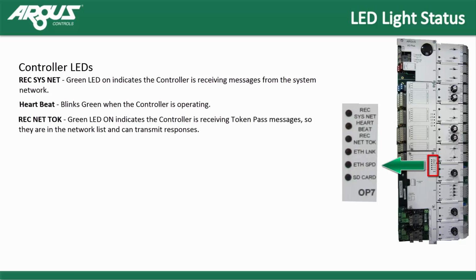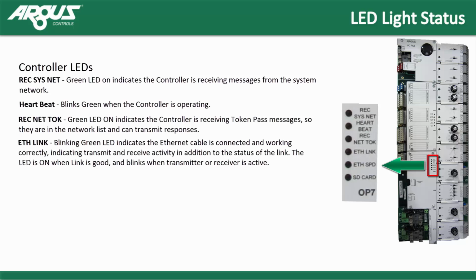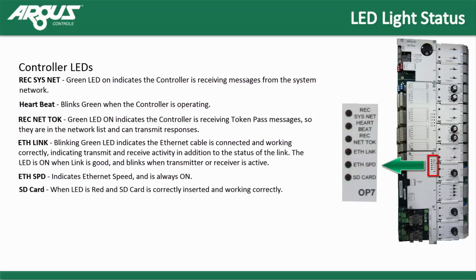Rec Net Talk. Green LED on indicates the controller is receiving token pass messages, so they're in the network list and can transmit responses. ETHLink. Blinking green indicates the Ethernet cable is connected and working correctly. ETH speed indicates Ethernet speed and is always on. SD card. When the LED is red, the SD card is correctly inserted and working properly.